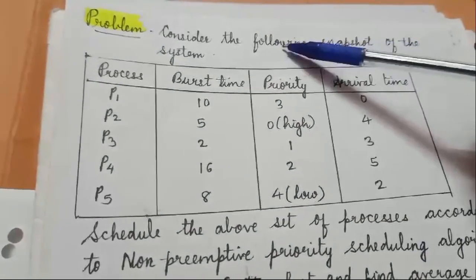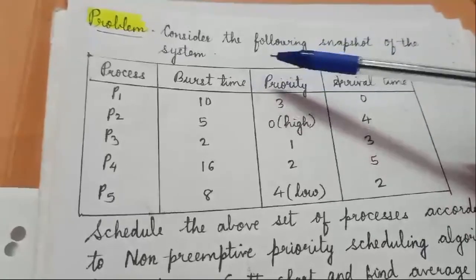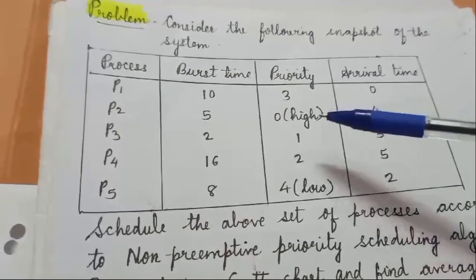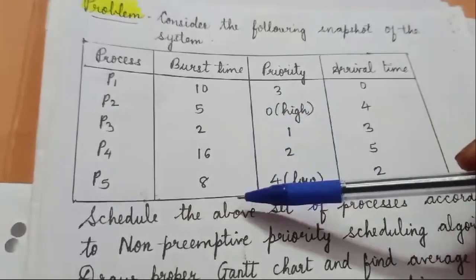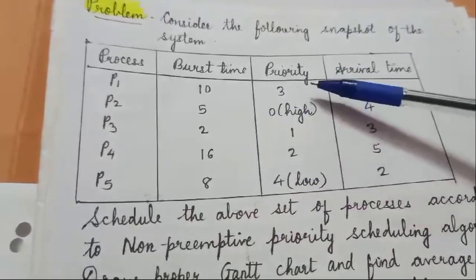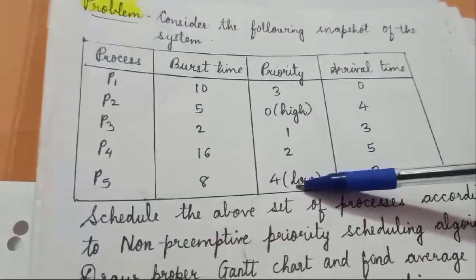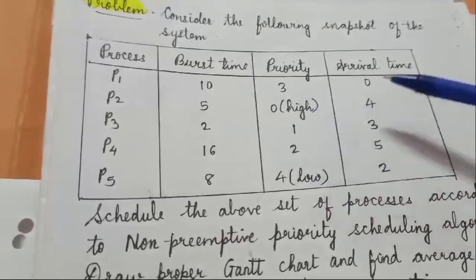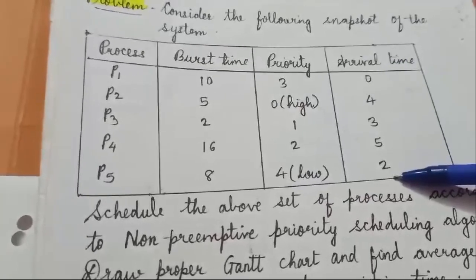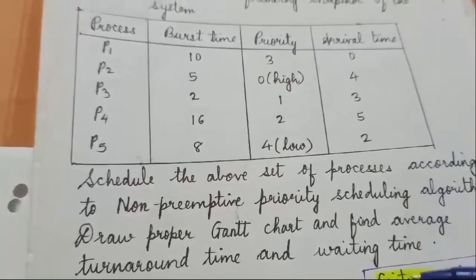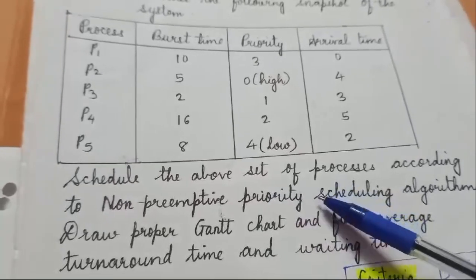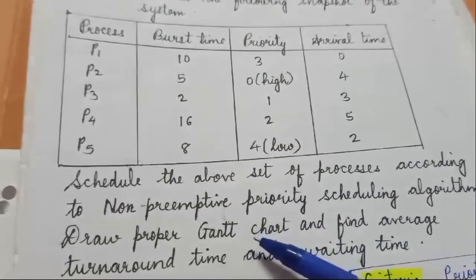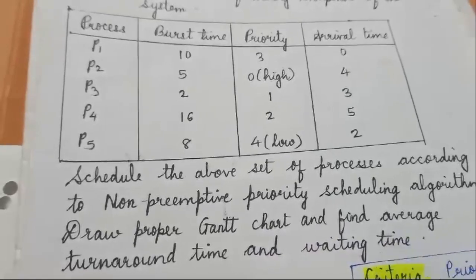Let's solve this problem. Consider the following snapshot of the system. Here are processes P1 to P5, with burst times 10, 5, 2, 16, 8. Priorities are given for all the processes from P1 to P5. Here 0 is the highest priority and 4 is the lowest priority. The last column is the arrival time of all the processes. Schedule the above set of processes according to the non-preemptive priority scheduling algorithm. Draw a proper Gantt chart and find the average turnaround time and waiting time.